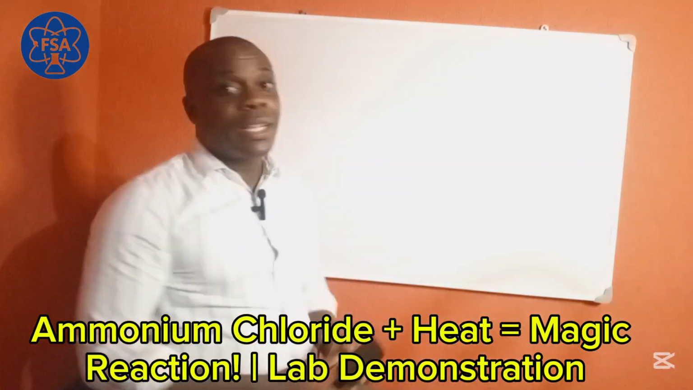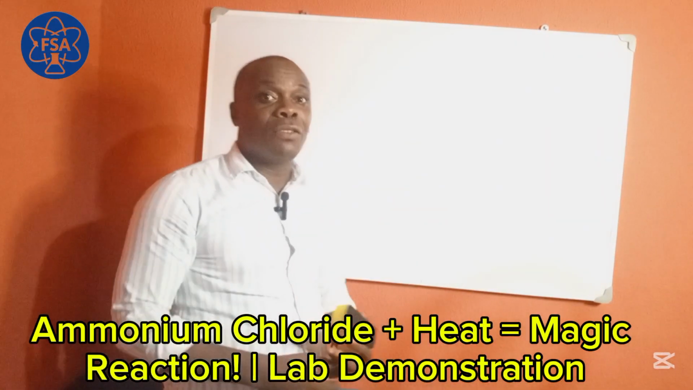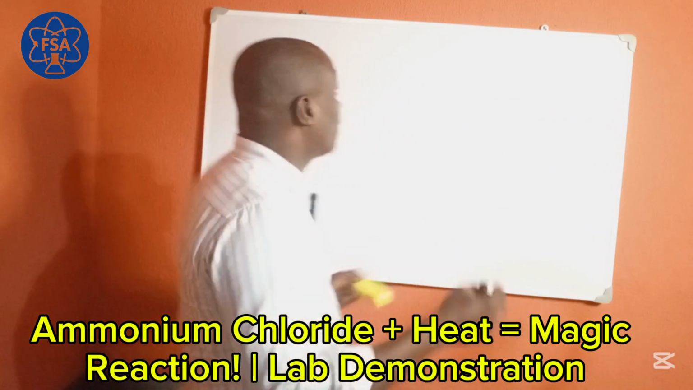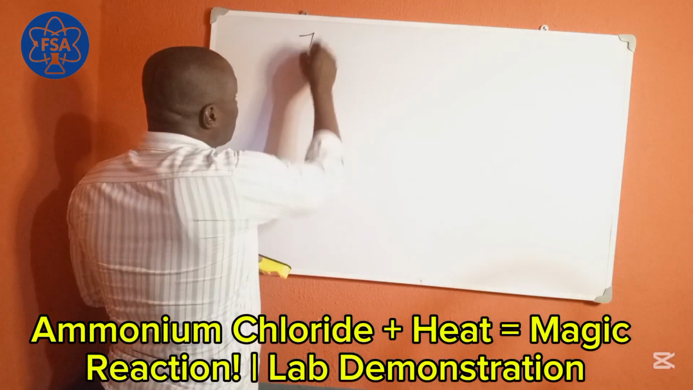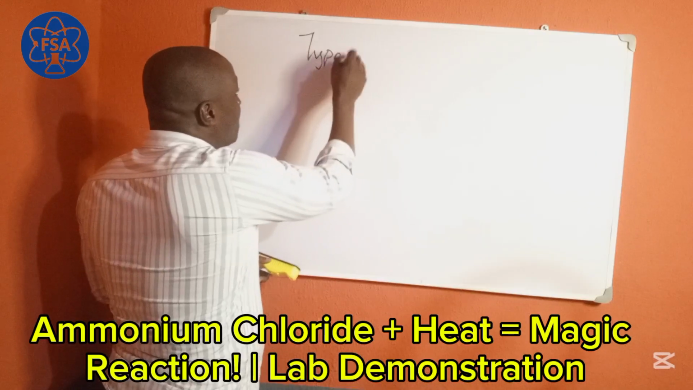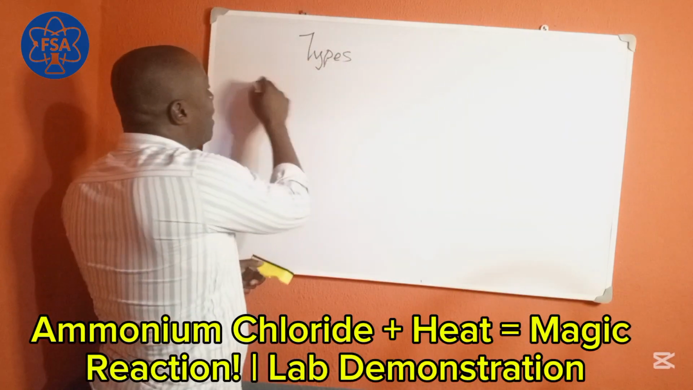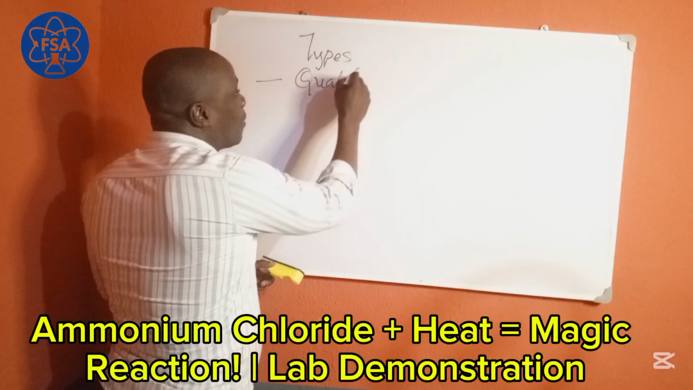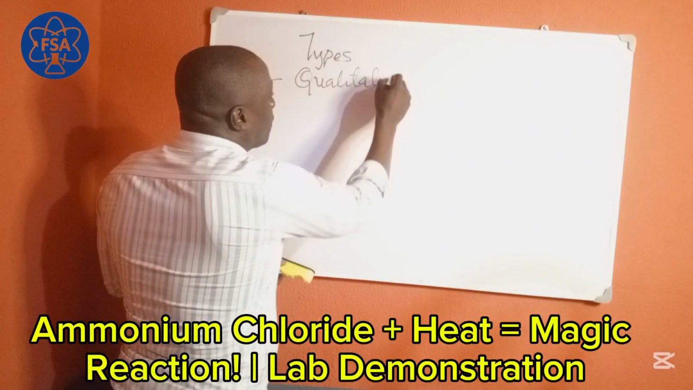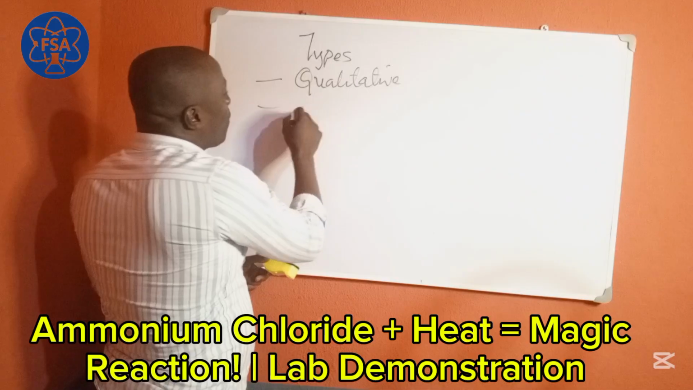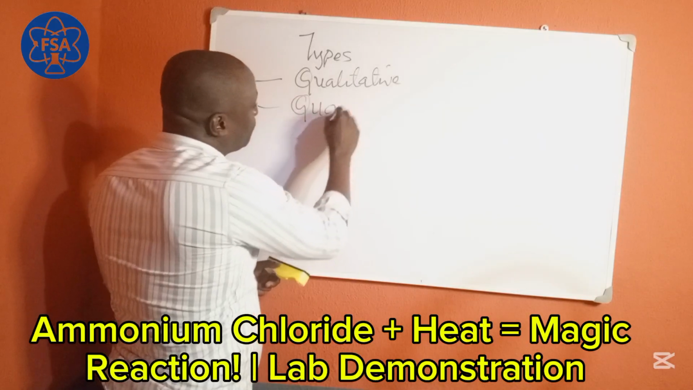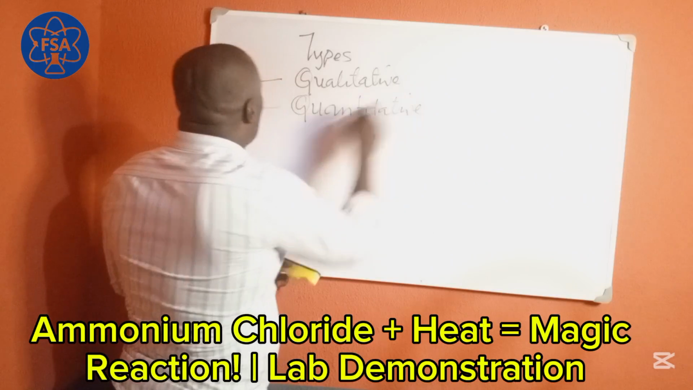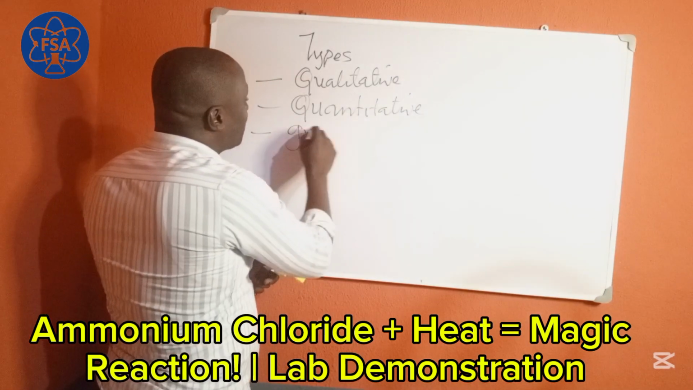We are going to look at chemistry, and part of the chemistry we are going to look at is the practical part of it. Under the practical part of chemistry, we have about three types of practical: the qualitative, the quantitative, and also the gravimetric.